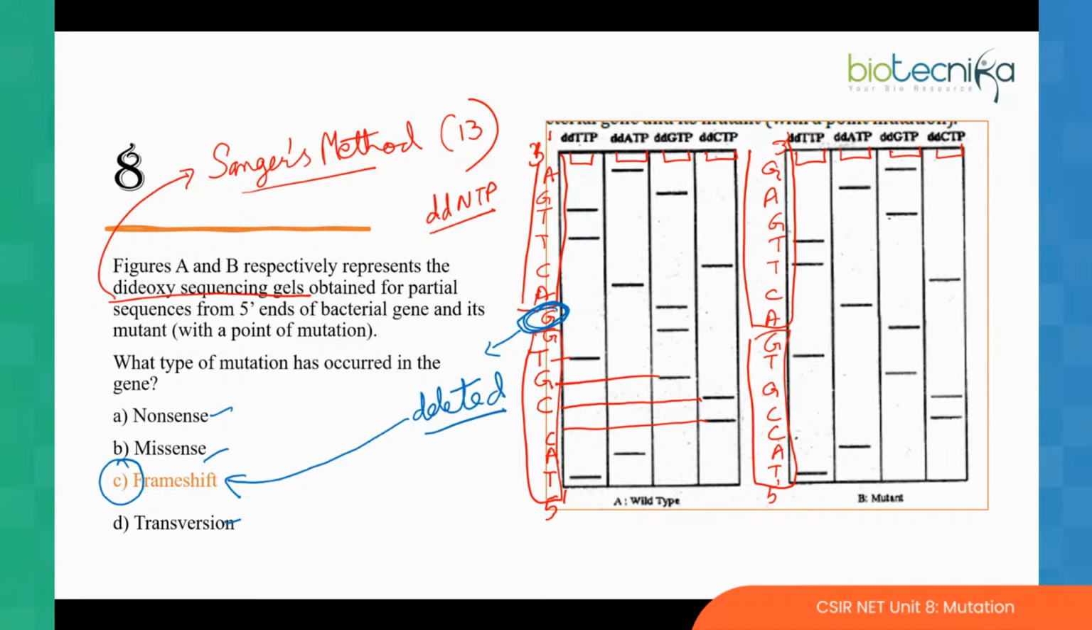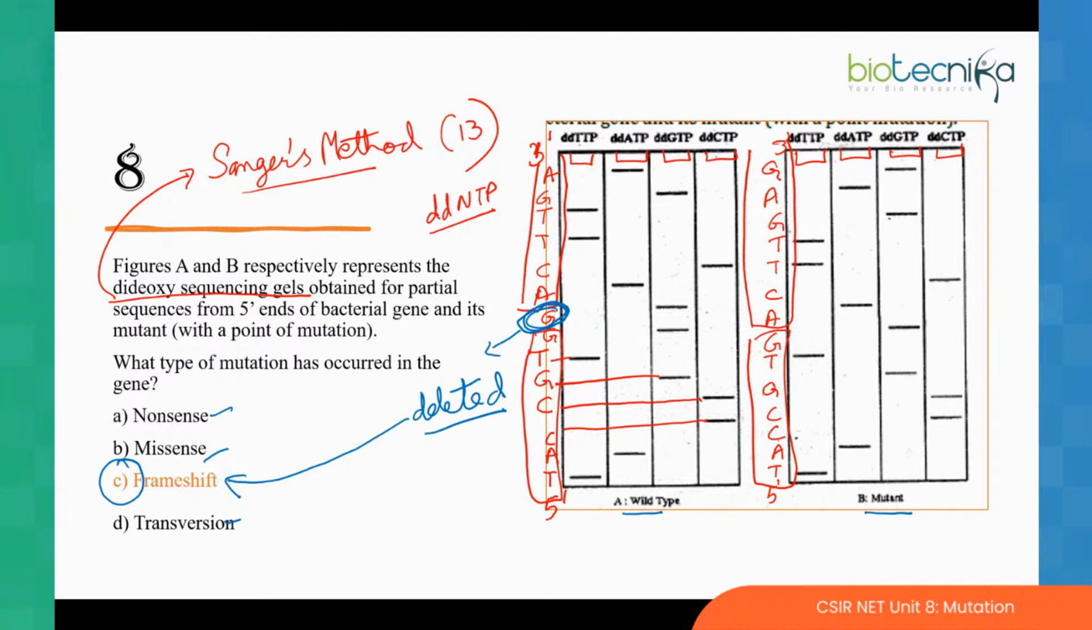For this question, you have to have an idea about dideoxy gel sequencing, which is also called Sanger's method of sequencing. Using that concept, first you have to find out what is the sequence that you are getting in wild type and in mutant type. Then when you compare the sequence, you will find what mutation has happened. Understood? Okay, great.